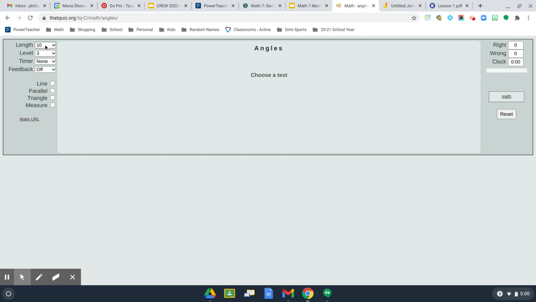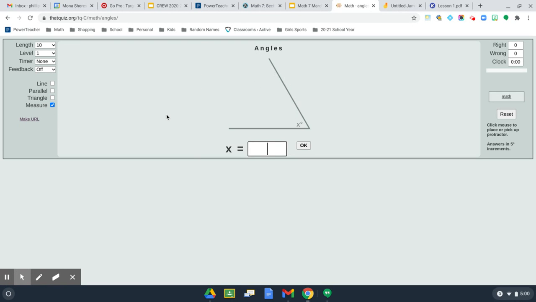And you'll get, first off, a length of 10, and it prompts it to a level 3. Go ahead and take that back to level 1 until you're comfortable with measuring your angles. And then you're going to check mark measure. And so what happens, like you just saw, as I move my cursor closer to the angle, a protractor pops up.